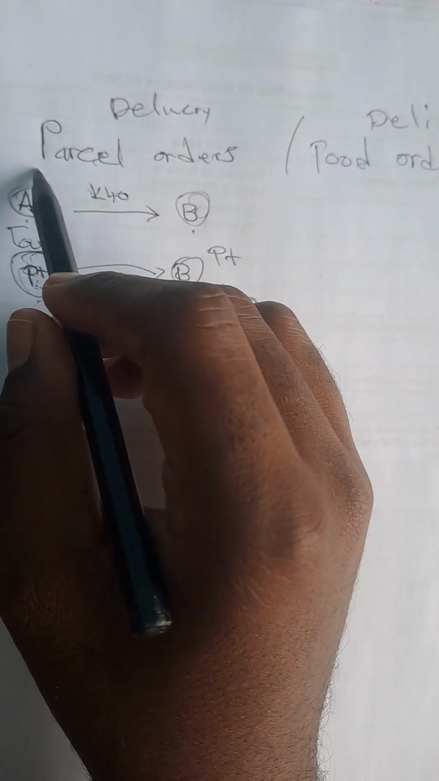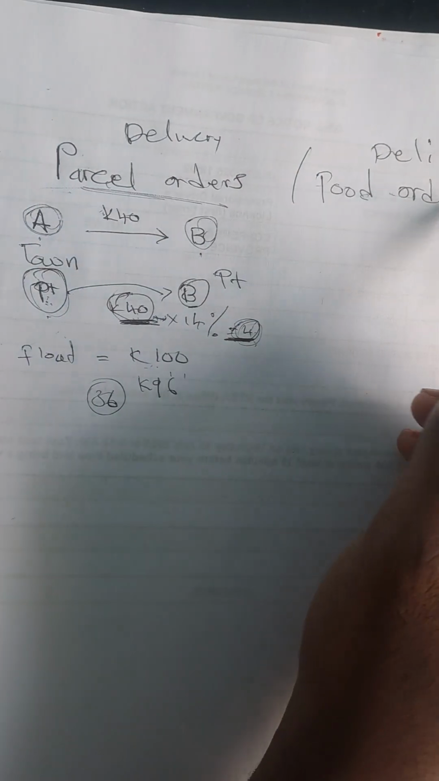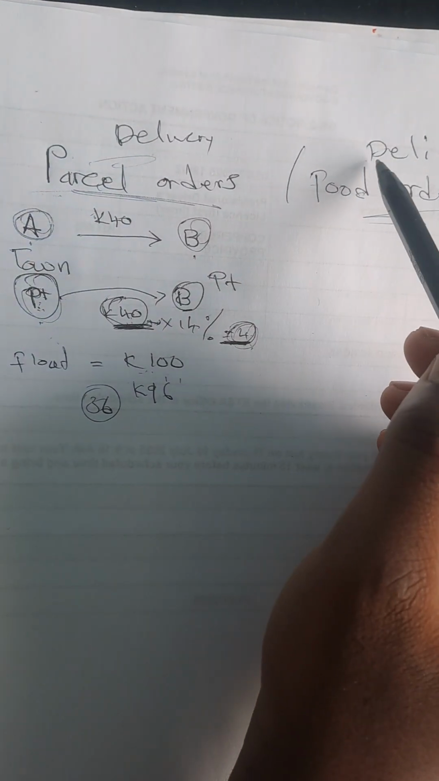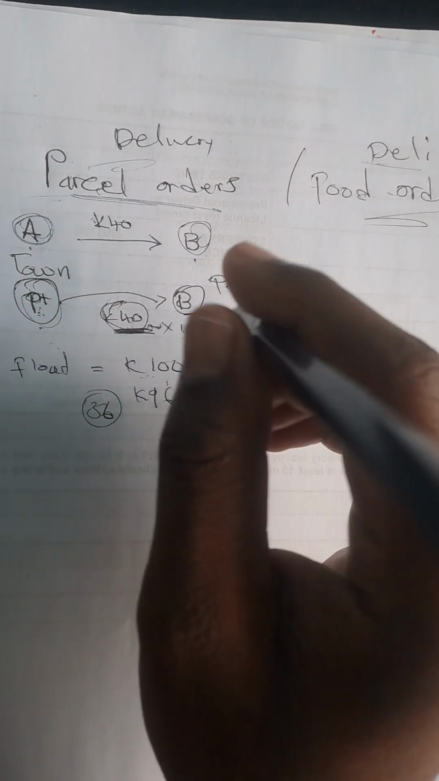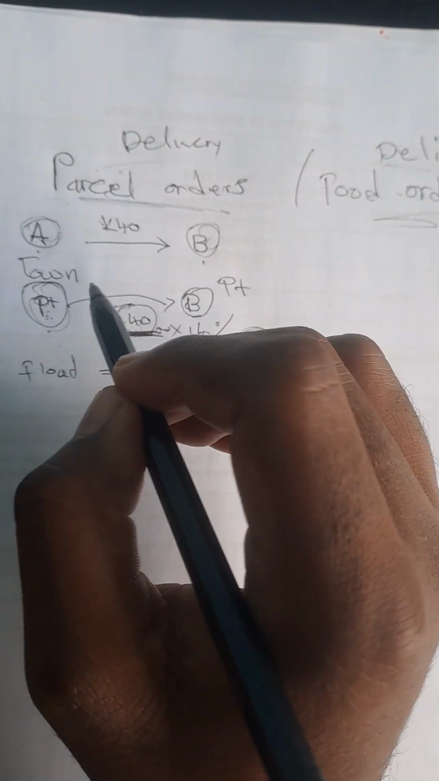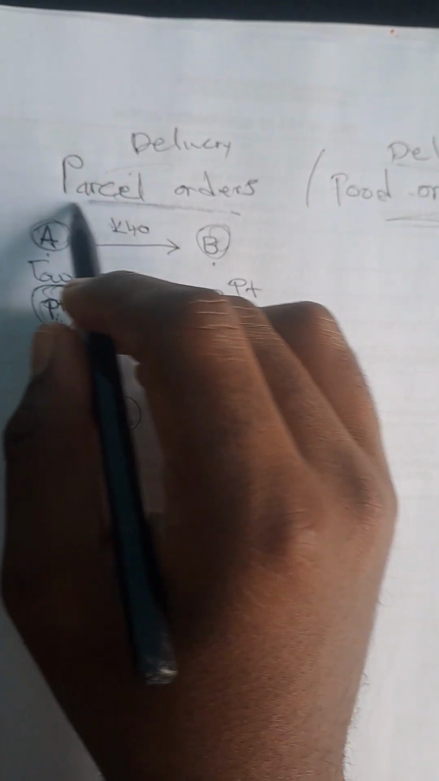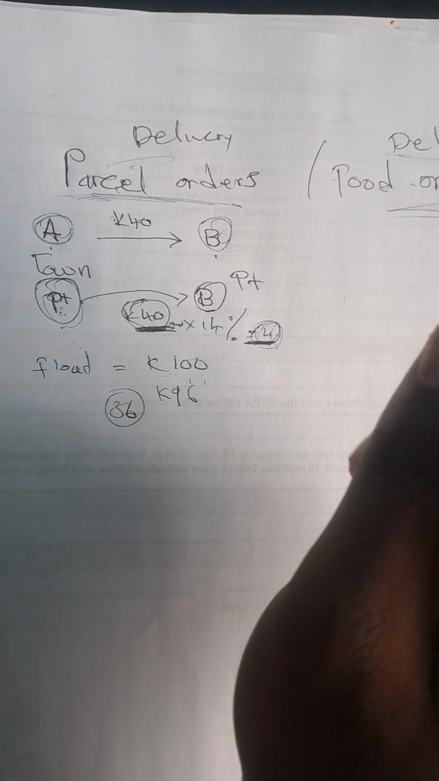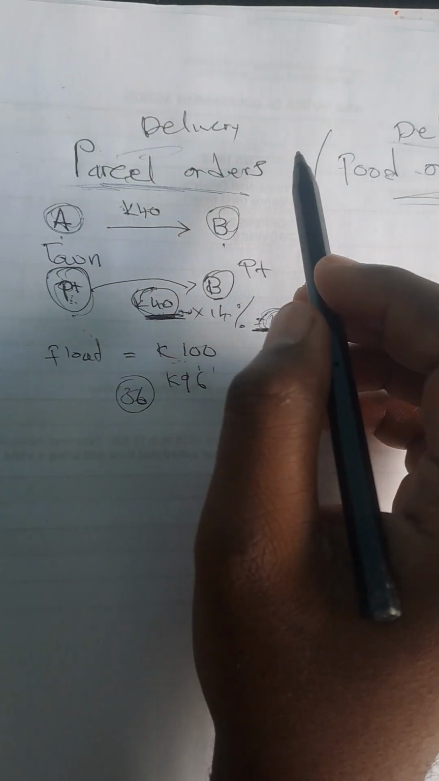The types of orders we have are parcel orders, and we also have food orders. Parcel orders, we call them delivery orders. Food orders, we call them daily orders, right? Those who are already familiar with these terms. But if you're new, these are the two types of orders you'll be dealing with as a Yango delivery rider or a cyclist. So let's start with the parcel orders.